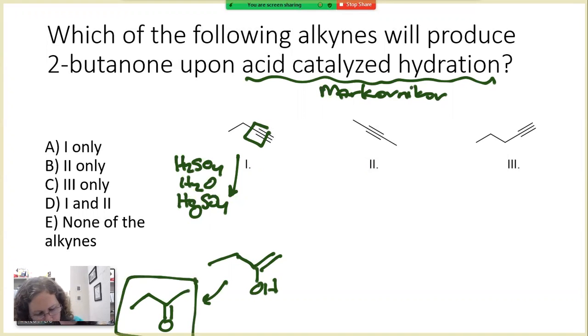Okay, and again, we're looking for 2-butanone, and this does match up with 2-butanone. It's got the keto group at the 2 position, and it's a 4-carbon chain. So this is 2-butanone. So 1 will be able to make 2-butanone as a product. Let's take a look at option number 2.